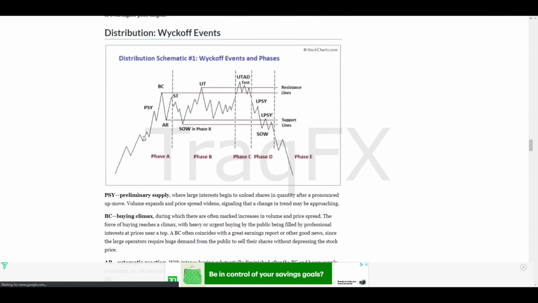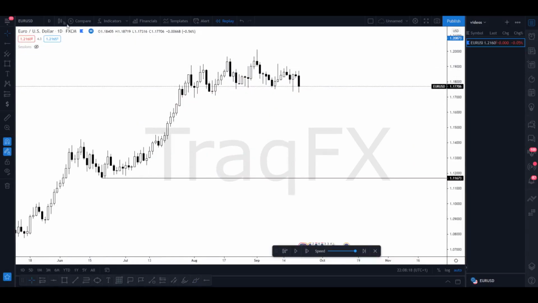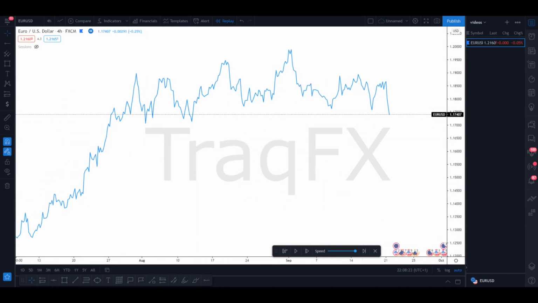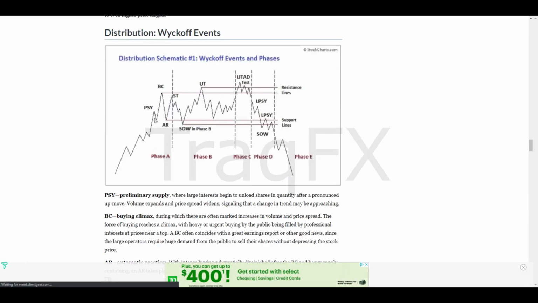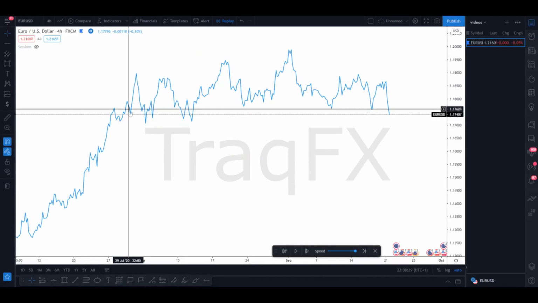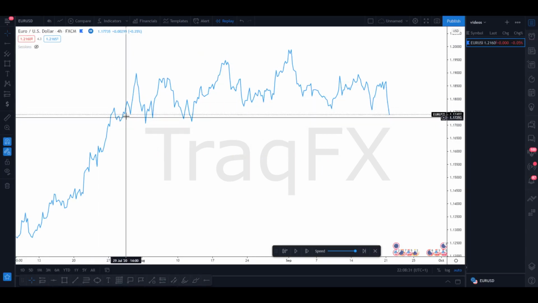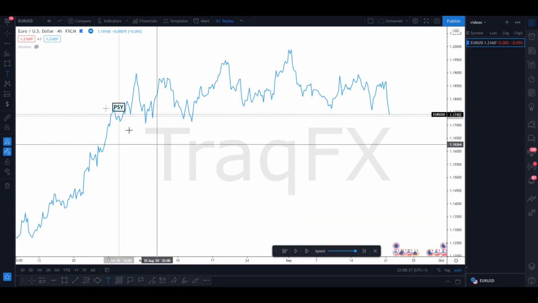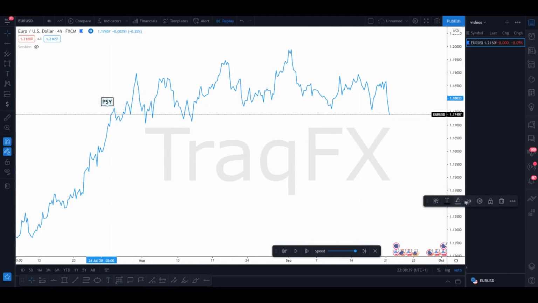So in this distribution, the first thing we're looking for is the PSY. So let's go to the line chart, go to the 4 hour, and try to find the PSY. The PSY is generally that last pullback before the move up that has a significant drop. So technically speaking, this is my last pullback, big move up, significant drop. So this is my PSY right over here. That's exactly where my PSY is. Boom.